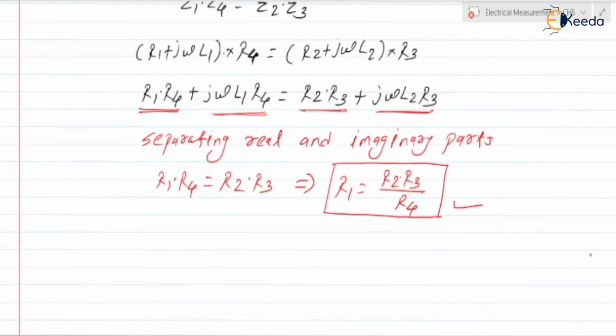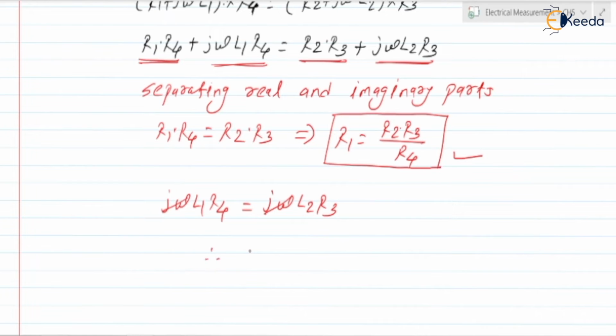Next, similarly, by equating the imaginary parts we can write j omega L1 R4 should be equal to j omega L2 R3. So here j omega will get cancelled out. Now from this can we write L1 is equal to L2 R3 by R4, right? L2 into R3 divided by R4. This is the L1 we are having. So in this way we can derive the expression.